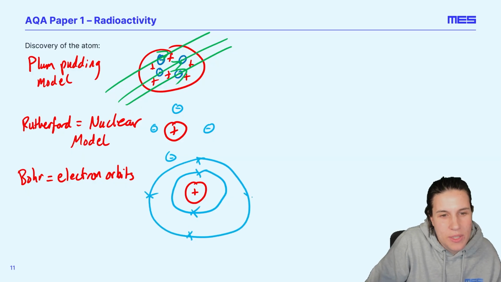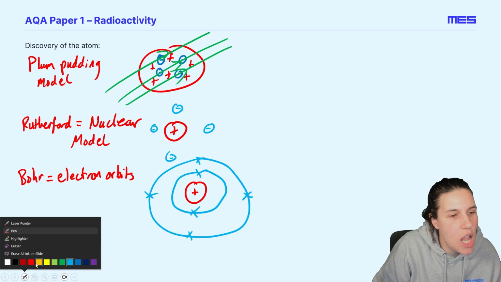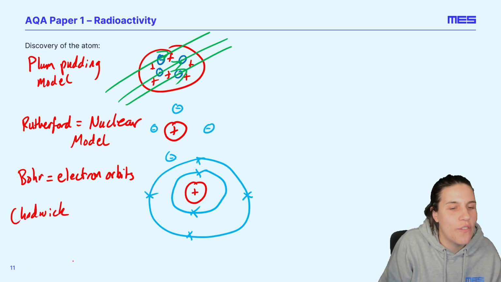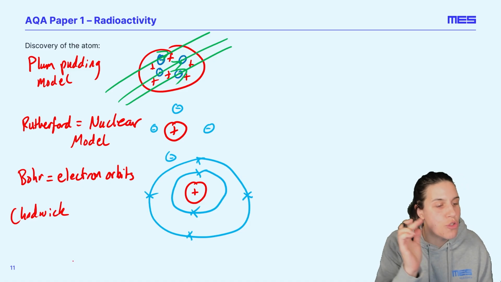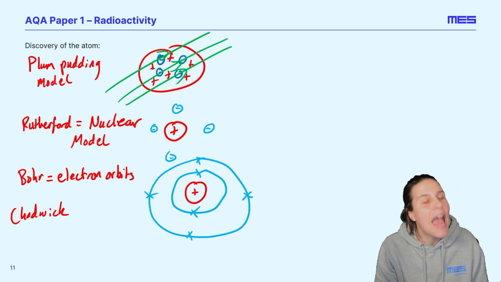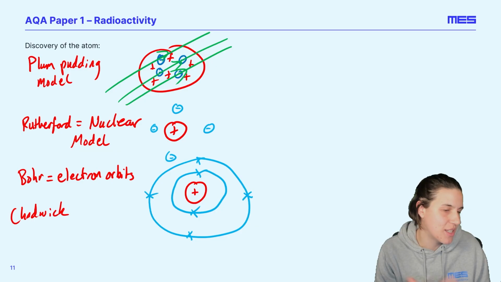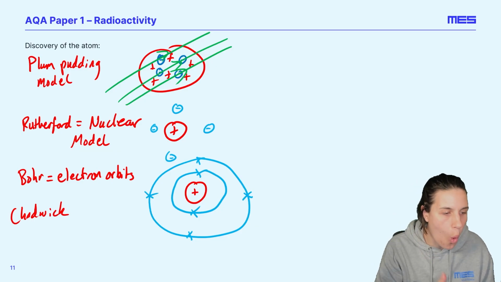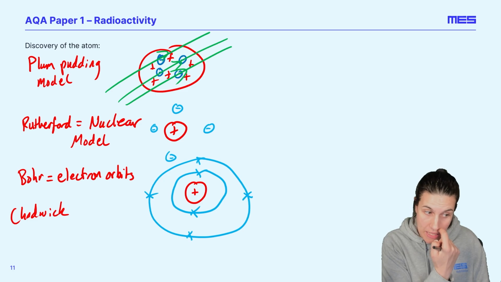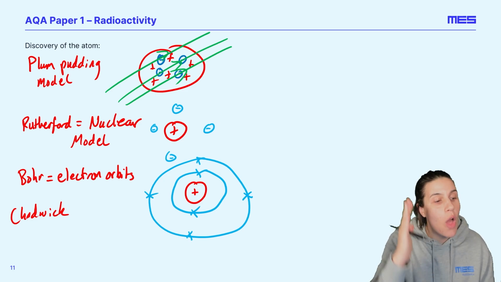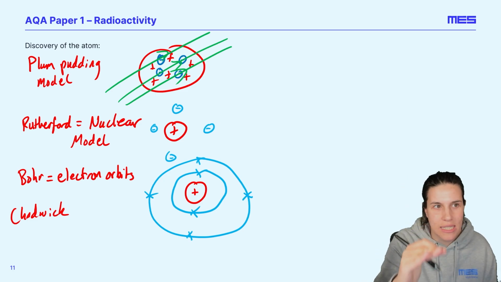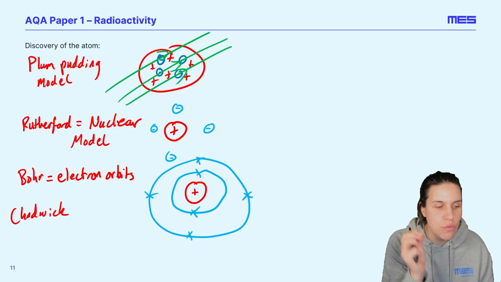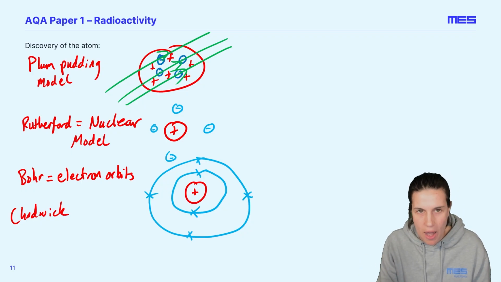around our nucleus. And then finally along came James Chadwick, and he discovered the fact that there are also neutrons inside the nucleus, and that's how we got to our model of the atom that we see today, with the protons and the neutrons inside the nucleus and the electrons orbiting around the outside. So it's important that you know the order in which these stages of the atom were discovered, and that you know the detail of the Rutherford gold-foil scattering experiment.